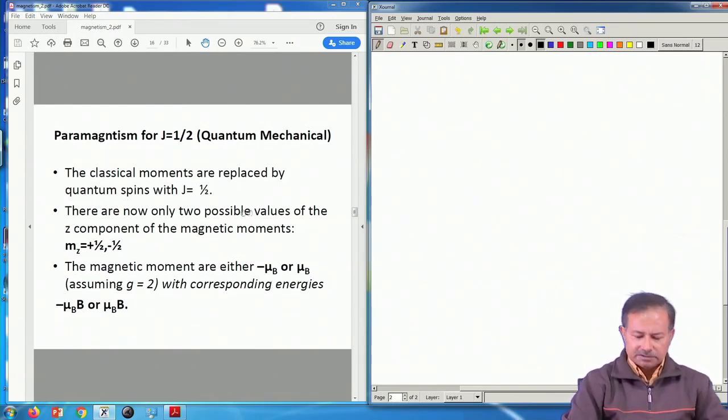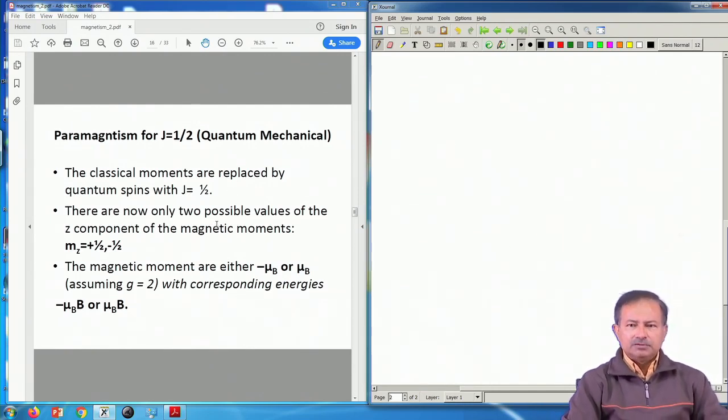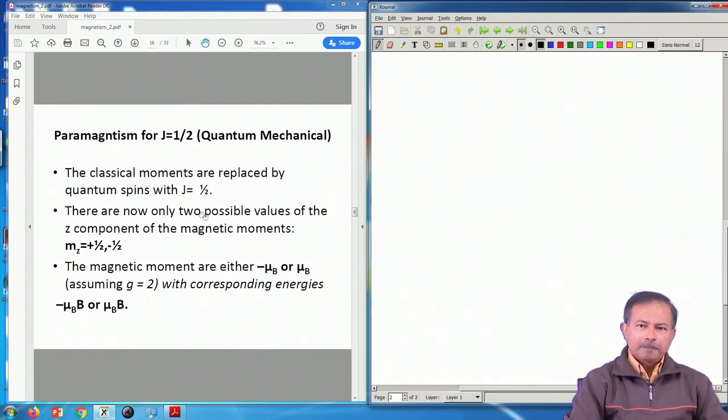They give right results. The classical moments, of course, we do not use. So, we have spin half, with j equal to half, say for example the simplest case, L equal to 0, S equal to half, which gives j equal to half, and then it will have only two projections, plus half and minus half. So, corresponding Jz or Mz values are plus half and minus half. Then the magnetic moments are either minus mu b or plus mu b.